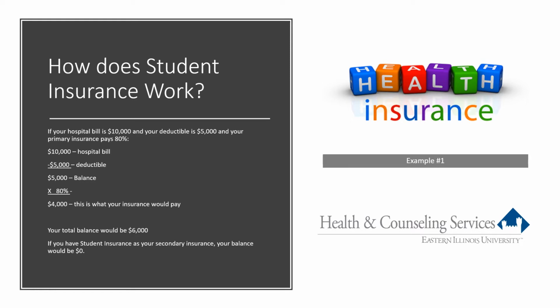Their primary insurance has a $5,000 deductible, which is typical for our students, and then it pays 80%. If we look at the numbers, we see a $10,000 hospital bill. The primary insurance subtracts the deductible, the amount you're responsible for paying before the insurance makes a payment. The balance is $5,000, of which they will then pay 80%. Their total payment would be $4,000, and your responsibility would be $6,000.